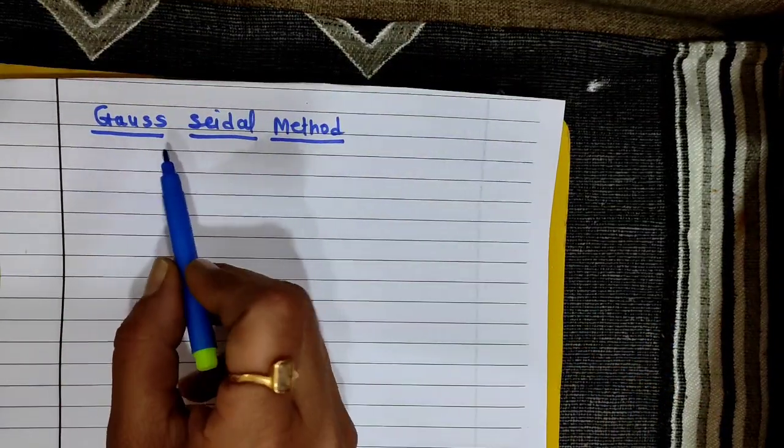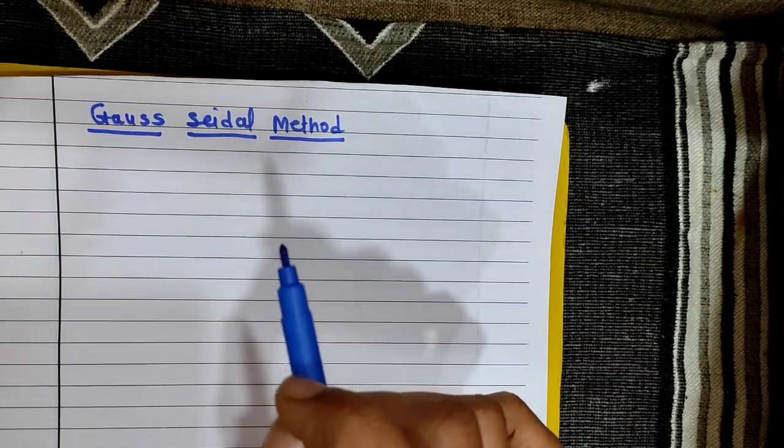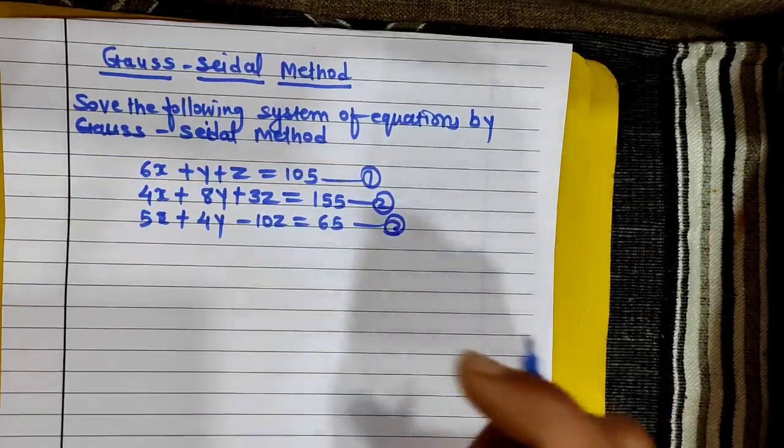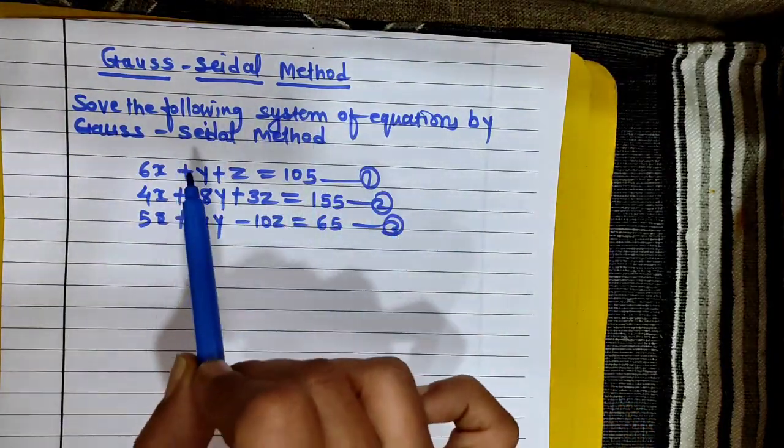Today we learn the Gauss-Seidel method. We use this method to solve a system of equations. The question is: solve the following system of equations by the Gauss-Seidel method.